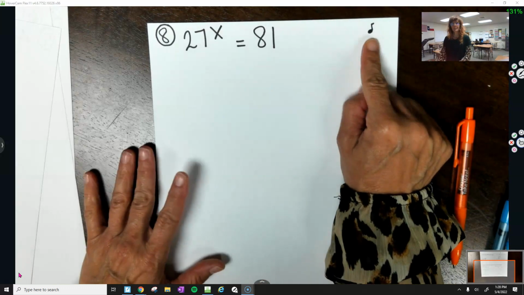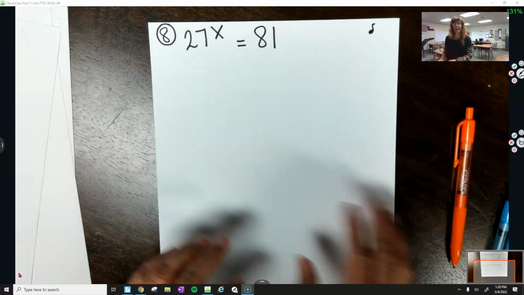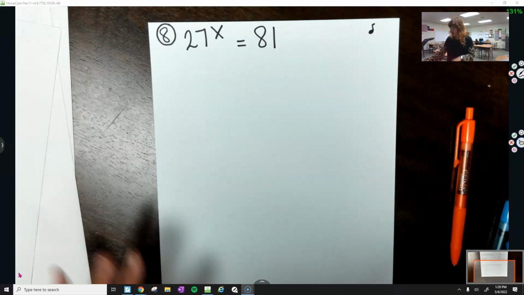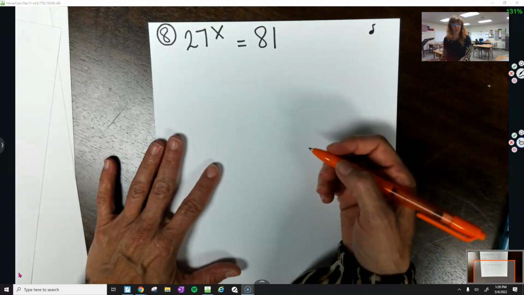By the way, your last clue is that is a quarter note. So if I ask you what music note was on the screen or on the video, quarter note.